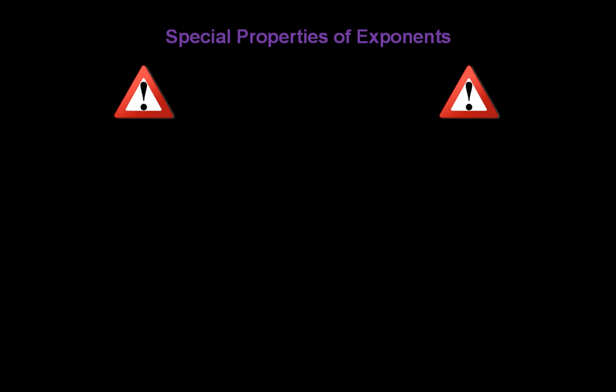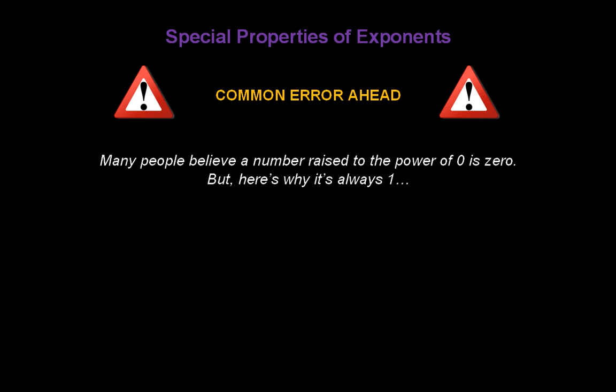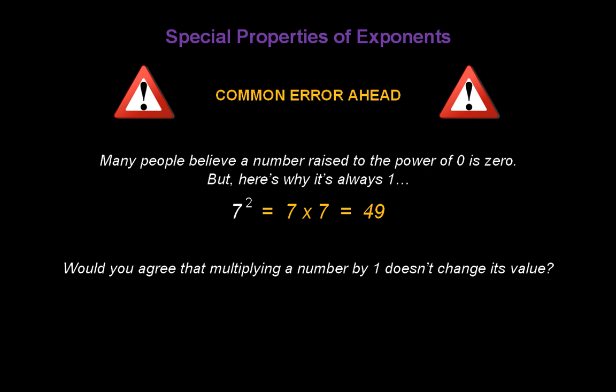Now, here's another warning, another common error that people make. Many people believe a number raised to the power of 0 is 0. But here's why it's always 1. 7 to the second power is 7 times 7, which is 49. Would you agree that multiplying a number by 1 doesn't change its value? If so, then 7 to the second power could also be written as 1 times 7 times 7, and I still get 49.